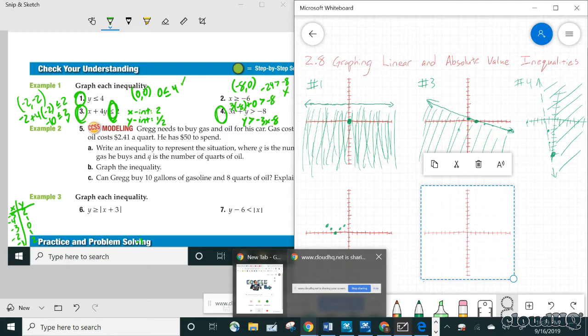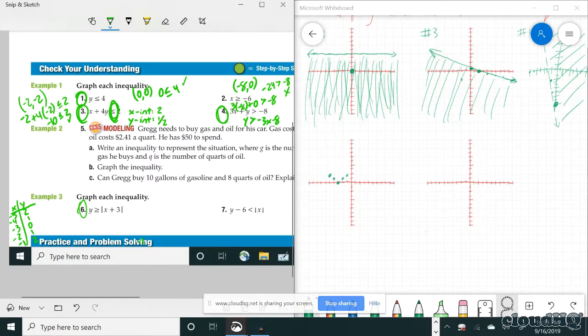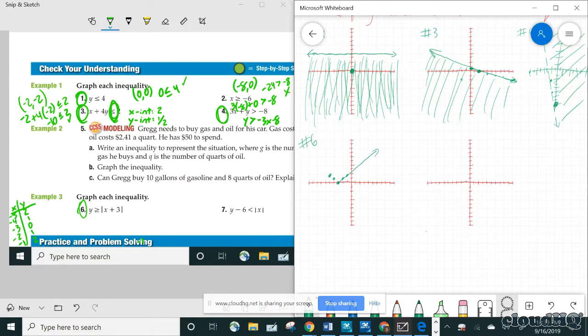Now, as I look at this, I want to think about what kind of line we want, solid or dashed? Well, it was equal to, so it should be a closed line. So I'll connect the dots. And that broke it into half planes. There's the half plane that's outside underneath, and the half plane that's inside that V. So I just need to test a point in one of the two.